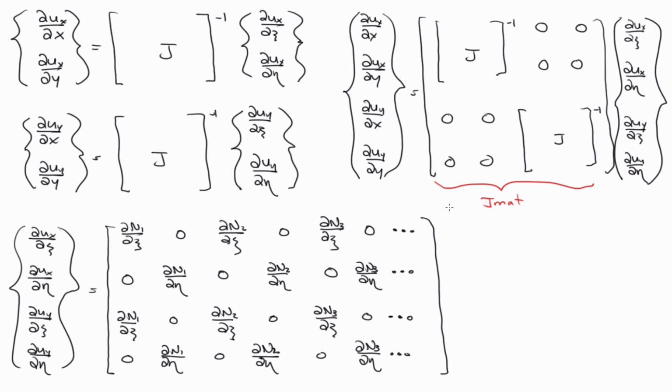And that multiplies our vector of unknown nodal displacements, right? And so I have ux1, uy1, ux2, uy2, ux3, uy3, to un x un y. Right?